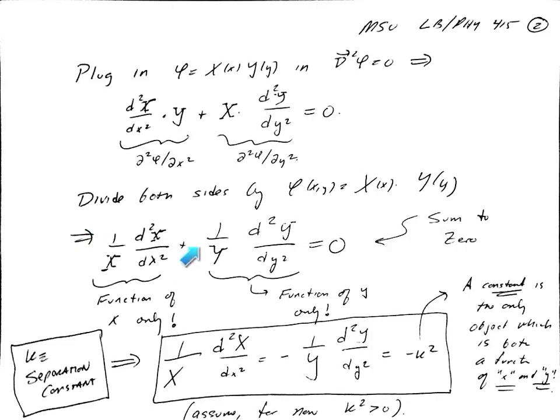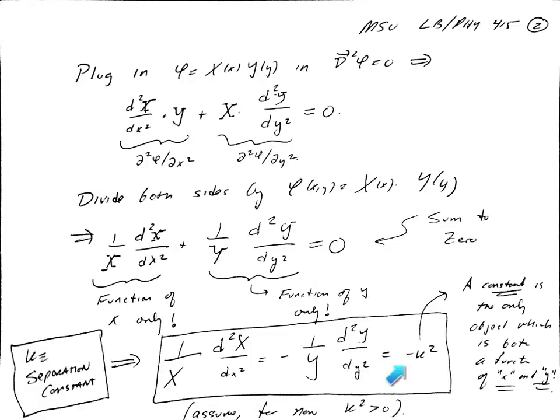The only way that a function of x plus a function of y can equal 0 is if each of them is exactly equal to a constant. The only possible function that's both a function of x and of y is a constant. So the x derivative, 1 over X times X double prime, has to be minus the y derivative in order for the sum to be 0. And we're going to call the constant, for convenience, minus k squared.